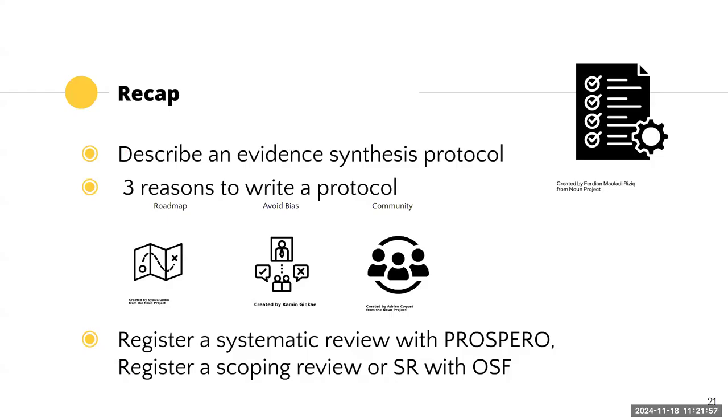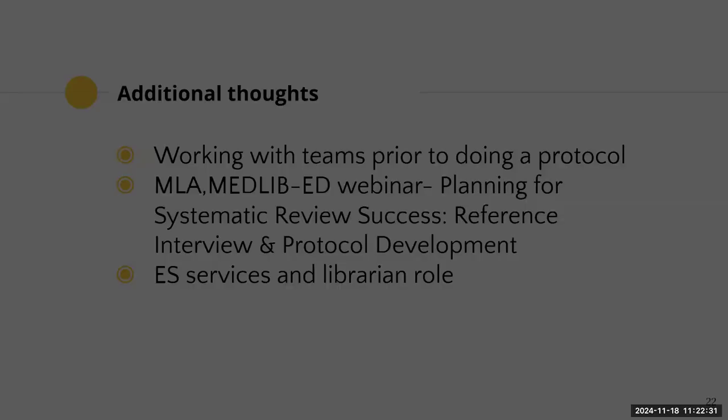So, a quick recap of what we talked about: what is an evidence synthesis protocol and what are some of the elements included in it. The three reasons to write a protocol are for that roadmap, getting everyone on board, preventing bias, and then connecting with the research community. Registering your review: if it's a systematic review, with Prospero; if it's a scoping review or a systematic review, you could also register that with Open Science Framework or OSF.